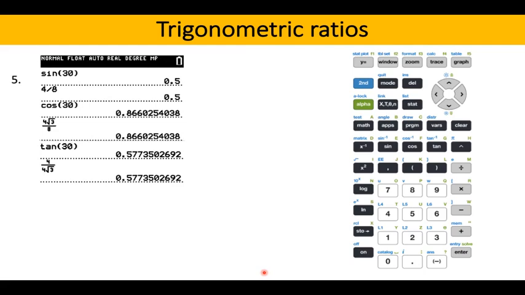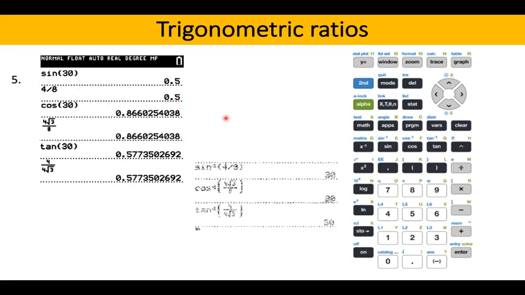We can do the same for number 5, checking each of our solutions. For sine, cosine, and tangent, we can check the ratios with our work. We can also check the inverse. So inverse sine, cosine, and tangent, typing each of those in, notice it does give us that theta angle as our work is set up.